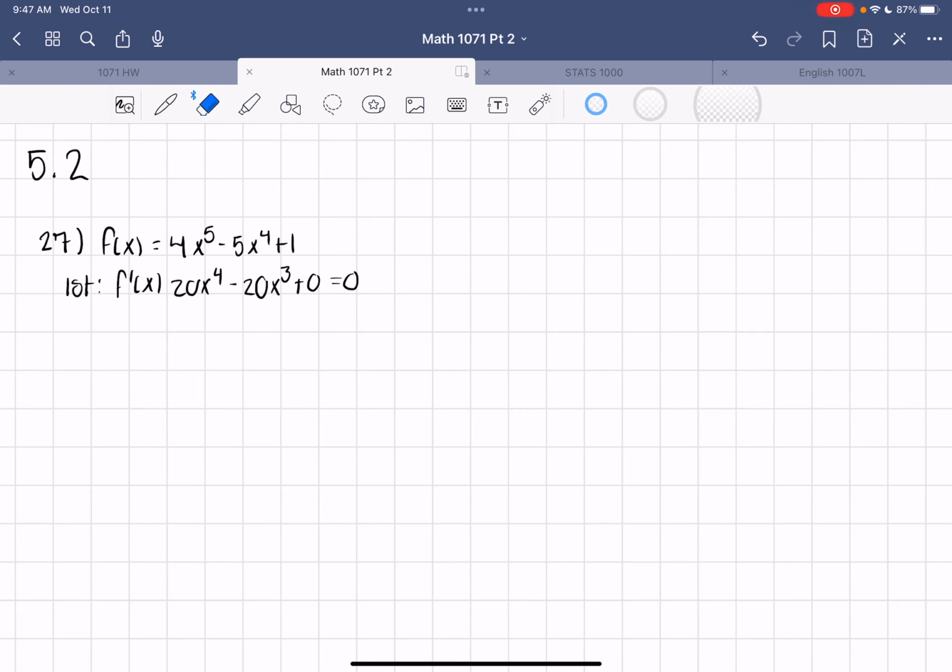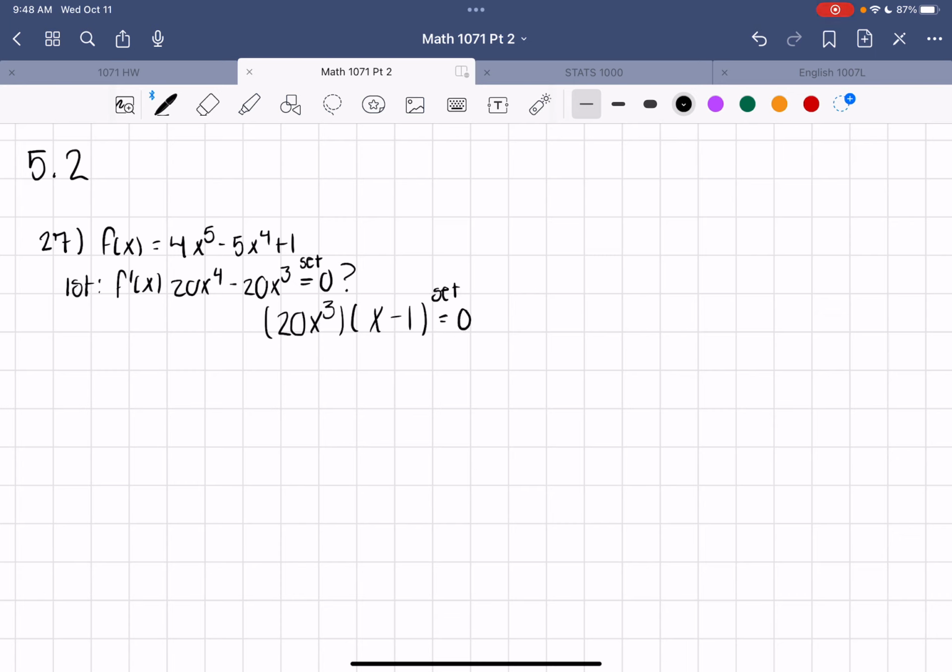I set the derivative equal to 0 in order to get my critical points. Now, doesn't that factor nicely? There are two terms. Factor out a 20x cubed, and you're left with x minus 1. Are we okay? And so if you set that equal to 0, is it clear you have two critical points? x could be 0 or x could be positive 1.